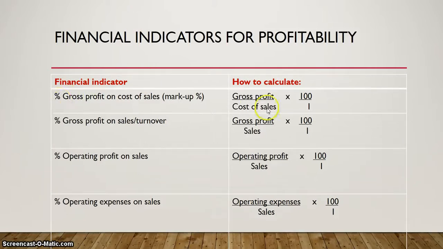It is percentage, so it's times 100 over 1. It is gross profit on cost of sales. Gross profit over cost of sales. And so you can take each of these indicators. Percentage gross profit on sales, percentage times 100 over 1, gross profit on your sales, and you do the calculation. Same with operating profit, and the same with operating expenses.